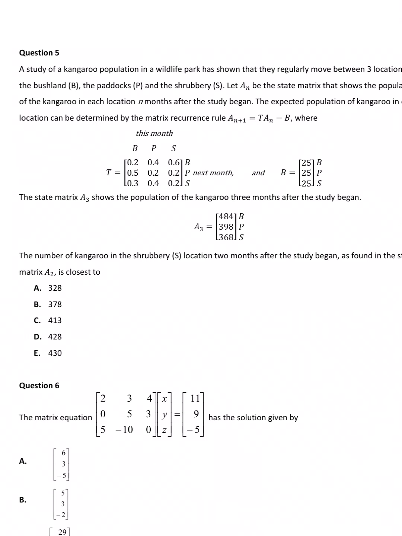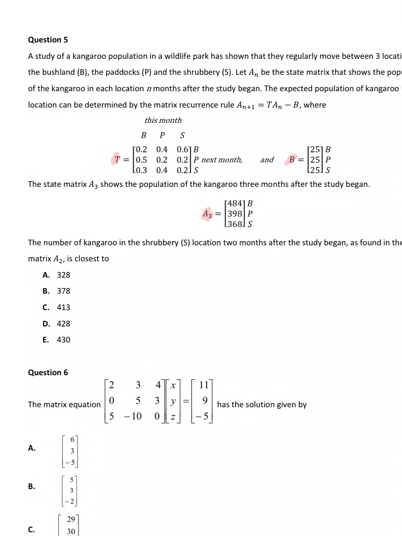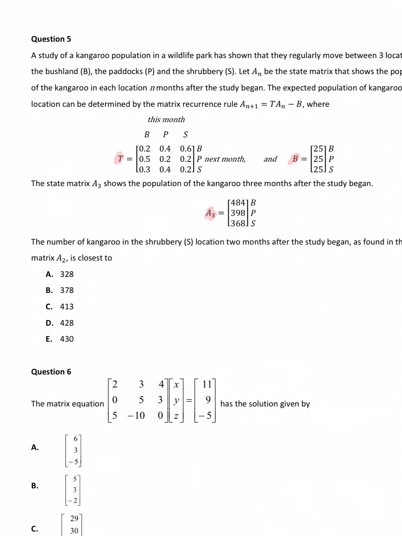So what we've been given, guys, is the transition matrix, the B, and we've also been told A3, so the 3rd month: the number of kangaroos in each location in the 3rd month. What the question wants is the number of kangaroos in the shrubbery location 2 months after the study began, as found in the matrix A2. So I'm just highlighting that. We need to find A2. This is that question I was saying I haven't taught you guys yet, so I was hoping to teach you it in person.